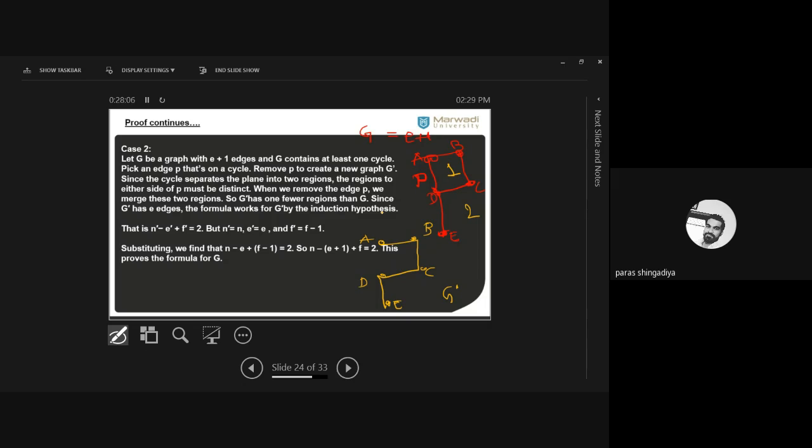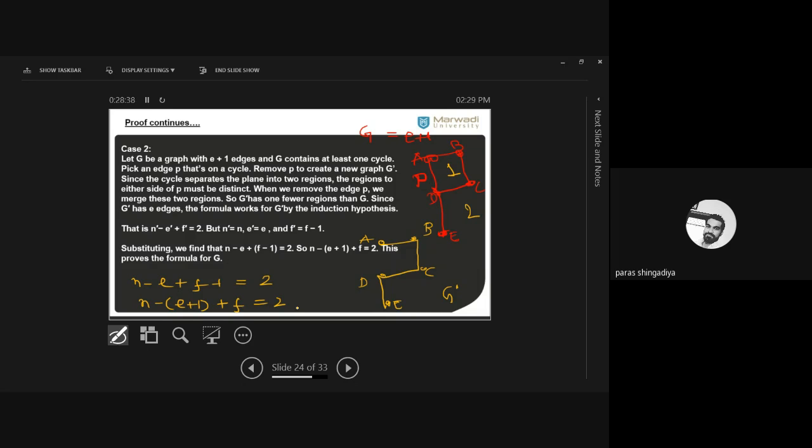N minus E plus F minus 1. Clear? And now make E plus 1 combined. So that can be written as n minus E plus F minus 1 is equal to 2. And that is n minus E plus 1 plus F is equal to 2. Take the minus common, and what will be in the bracket? E plus 1 quantity. So which result have we derived? N minus E plus 1 plus F is equal to 2.